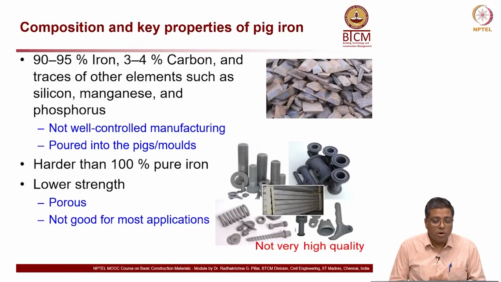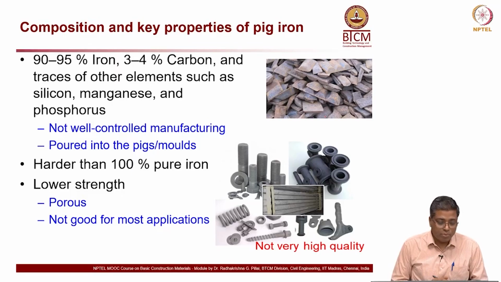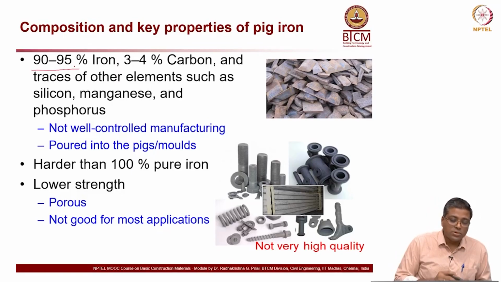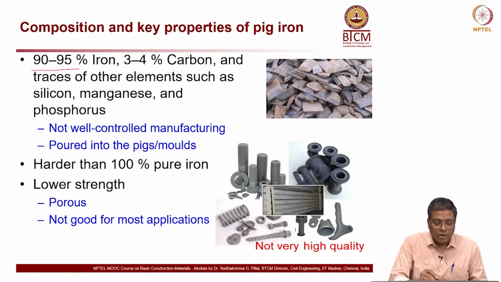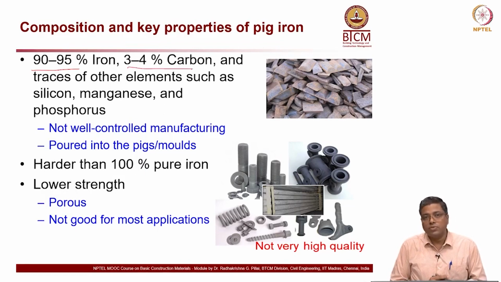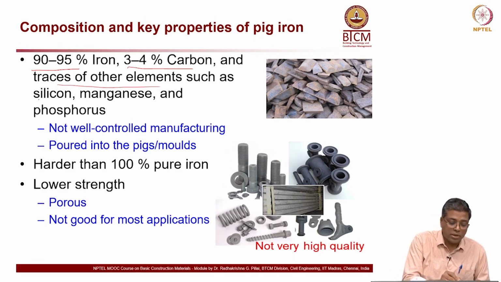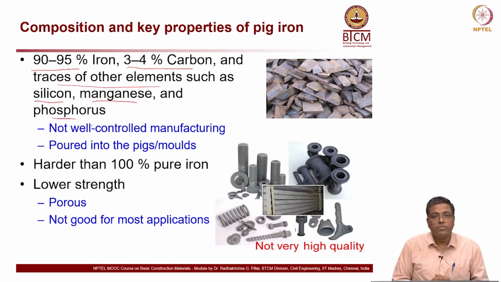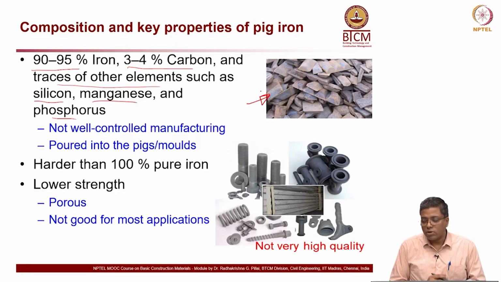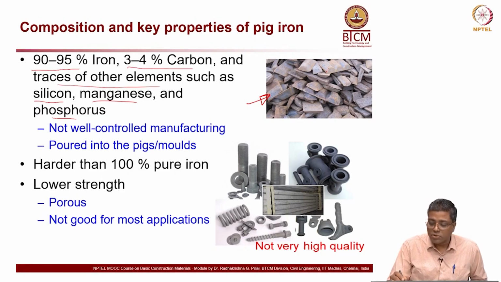Now, let us look at what is the composition and key properties of pig iron. It has about 90 to 95% of iron, and then 3 to 4% of carbon, and traces of various other elements such as silicon, manganese, phosphorus, etc. So, this is a typical photo of how this pig iron would look. Of course, it depends on the shape of the molds, and you can see this tapered shape, which makes it easy to be lifted out of the mold.